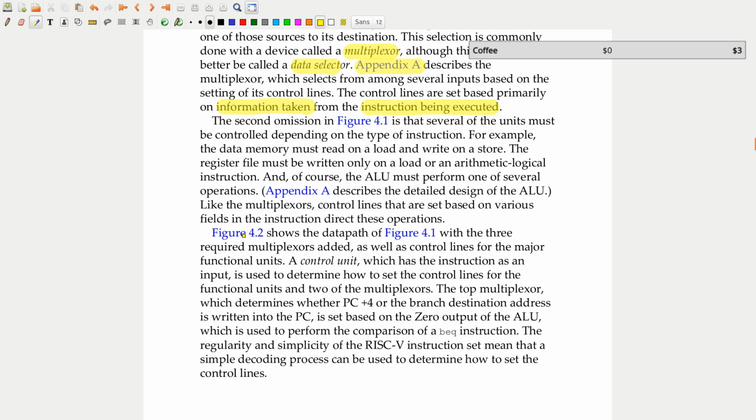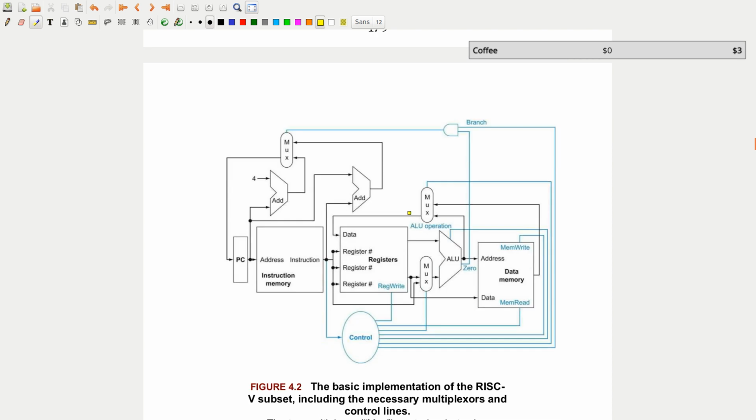So what else do we have? Figure 4.2 shows the data path with the 3 required multiplexers added, as well as control lines for the major functional units. A control unit, which has the instruction as an input, is used to determine how to set the control lines. Okay? So it's a slightly more complicated version of the processor that we just saw. However, we see that the fundamental structure is still here. So what's changed? Now we have to determine whether we're going to be simply incrementing the PC by 4, or taking some new branch address.